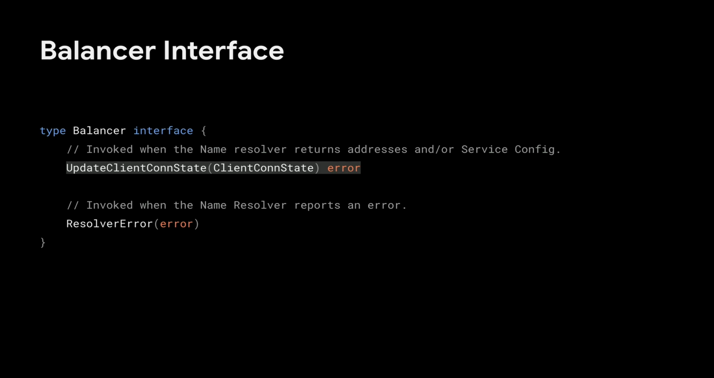And the second API is ResolverError. Basically, when the name resolver comes back with an error, the gRPC channel uses this API to notify the LB policy of that error.